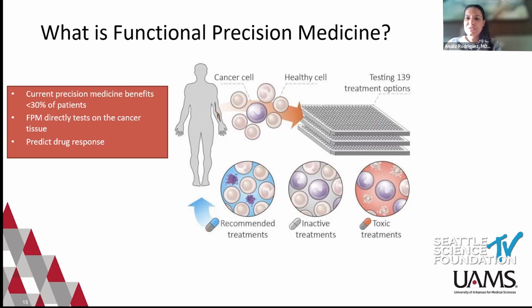What functional precision medicine does is actually test directly on the tumor tissue and on the cancer cells. This is not a new concept, but what is new is now we're in modern times and we are way better at culturing cells. We also have genomics, transcriptomics. We just heard a talk about metabolomics. So now we are better suited to potentially predict drug response. We also have artificial intelligence, et cetera, et cetera. So maybe now is the time to consider this.